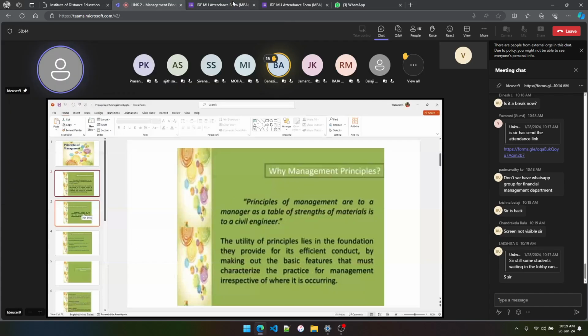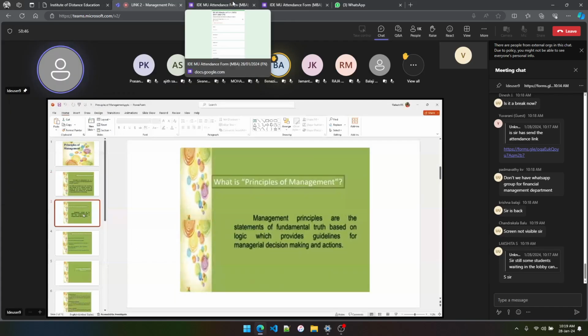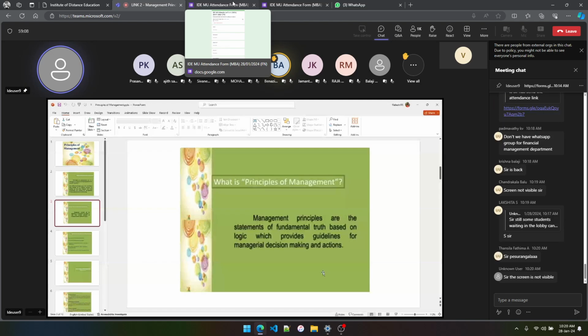The applicability may be varying, and the scale would be varying. So what is principles of management? Management principles are the statement of fundamental truth based on logic which provides guidelines for managerial decision making and actions. So these principles will help a manager to take good decisions to run his business, to run his company, to run his shop or whatever it is.